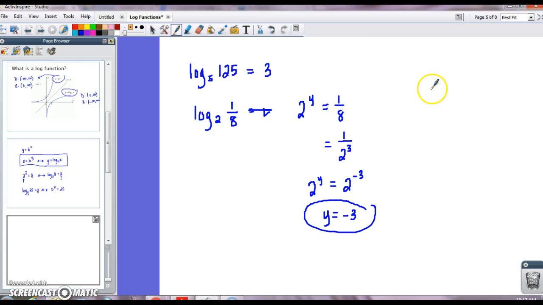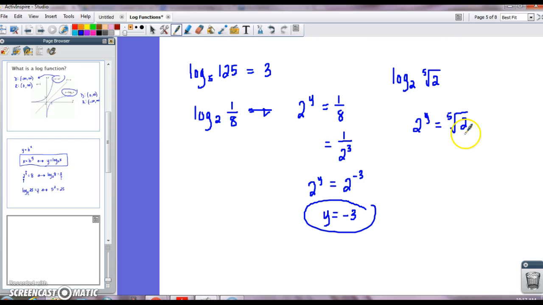Here's one that's a little bit harder. If I have log base 2 of the 5th root of 2, and I asked you to solve that, I'm saying, 2 to what power gives me the 5th root of 2? How do I figure this out? So 2 to what power, that's a y there, gives me the 5th root of 2?